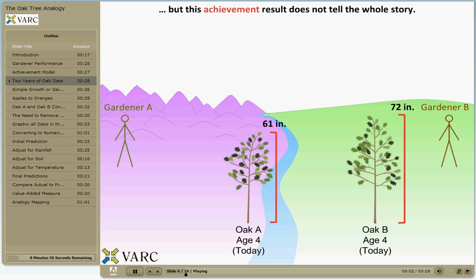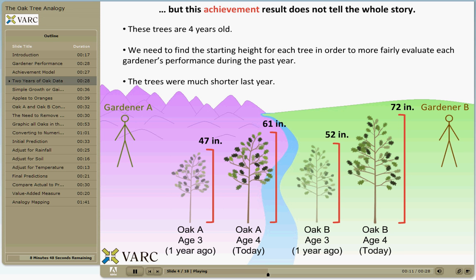But this achievement result does not tell the whole story. These gardeners did not start with acorns. The trees are 4 years old at this point in time. We need to find the starting height for each tree in order to more fairly evaluate each gardener's performance during the past year. Looking back at our yearly record, we can see that the trees were much shorter last year.